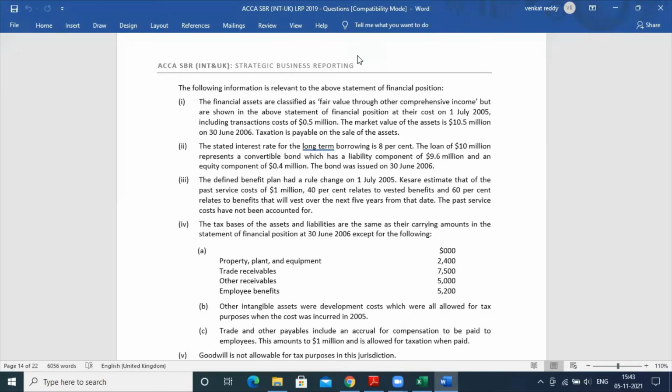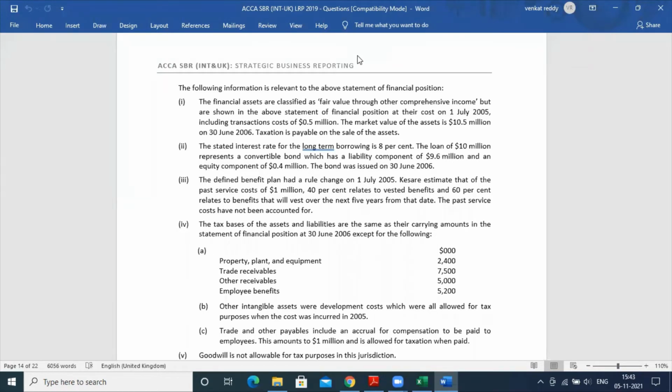So I hope you can recollect IAS 38. If the development expenses satisfied certain criteria, then the company can capitalize the development expense and they can recognize it as an intangible asset. But there is no such treatment as per the tax authorities. We cannot capitalize the development expense. We need to charge it as an expense to the statement of profit and loss account, but not as an intangible asset to the statement of financial position.